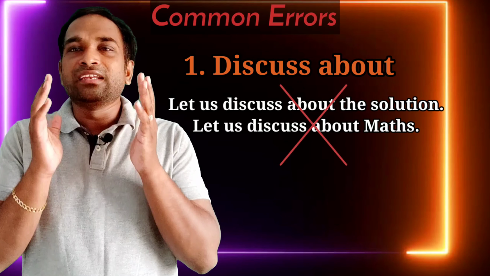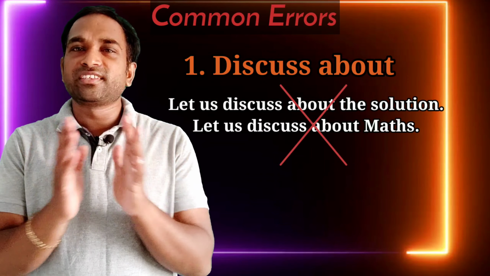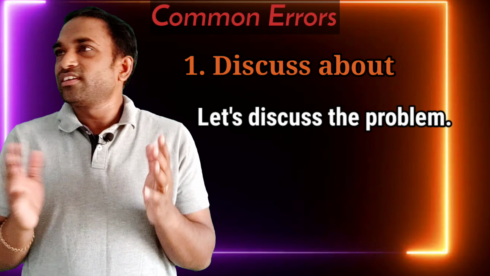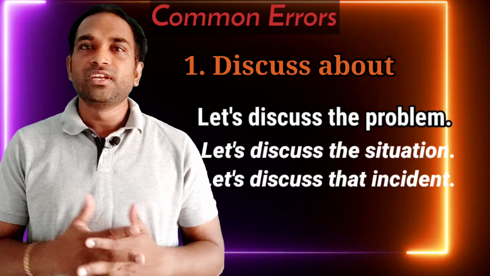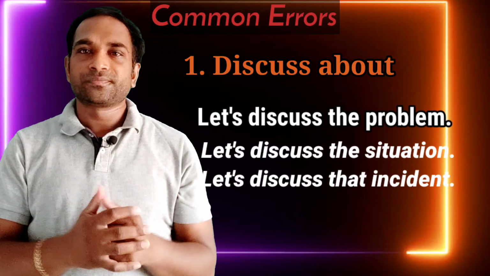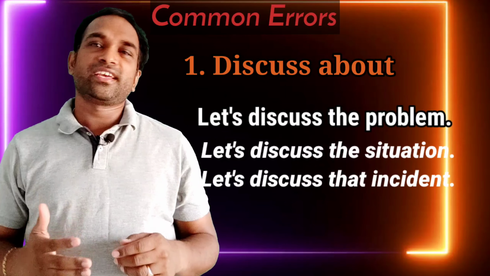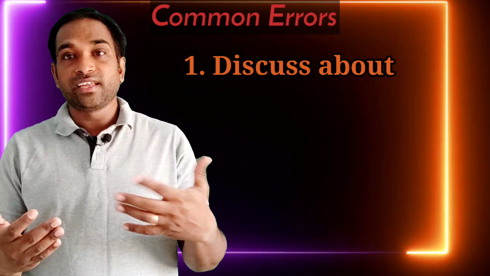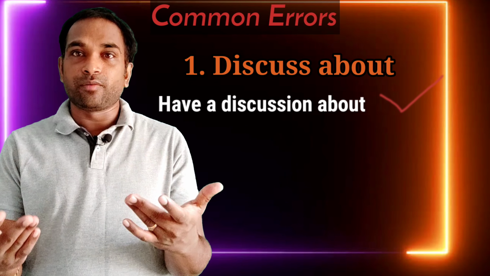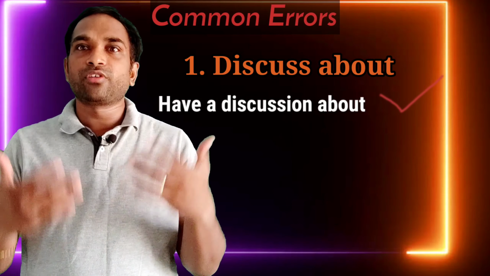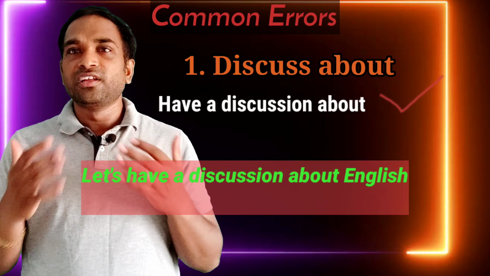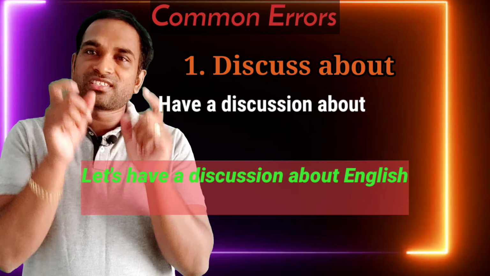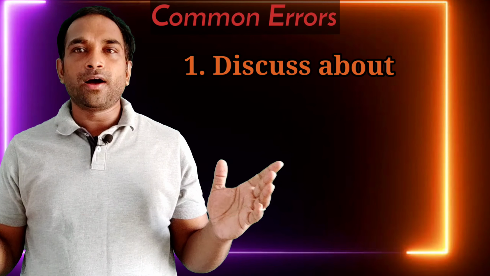However, this is incorrect usage. We should not say "discuss about". Instead, we should only say "discuss". Let us discuss the problem. Let us discuss the situation. Let us discuss that incident. We can say this, but we should not say "discuss about". We can say "have a discussion about". That means, let us have a discussion about English. Let us have a discussion about that incident that took place. Like that we can say, but just with discuss we cannot use about.